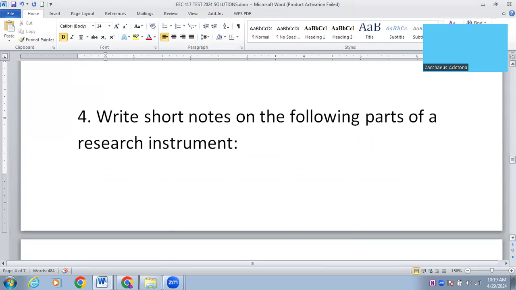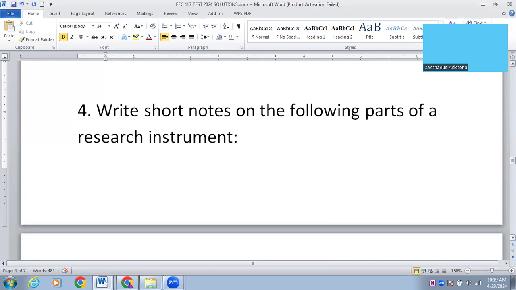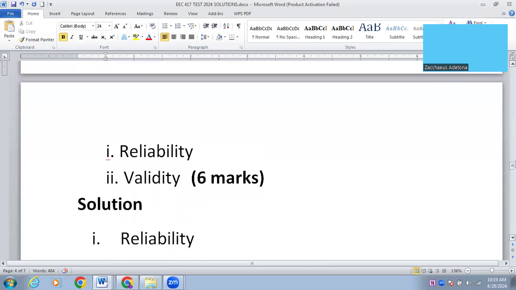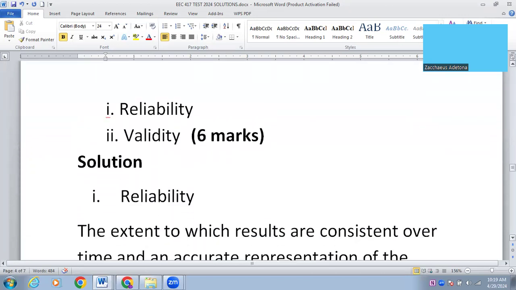More often than not, we focus on questionnaires. So to make our questionnaire very good, we need to pay attention to certain important parts. And these are some of the parts we need to pay attention to. One is reliability, and the second one is validity. So we want to write short notes on reliability and validity in a very short note.